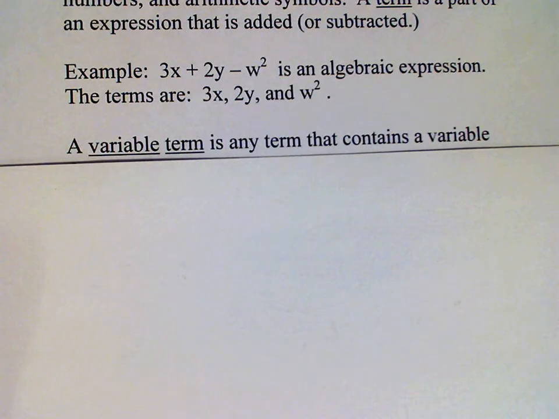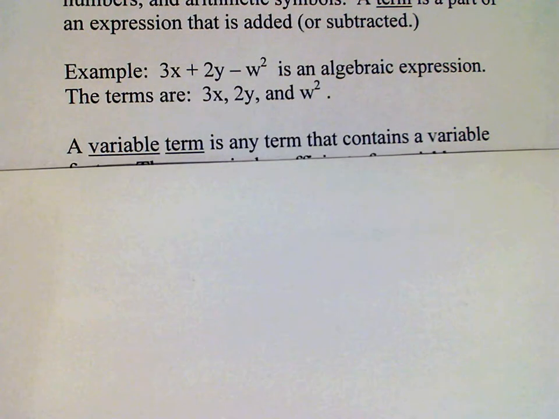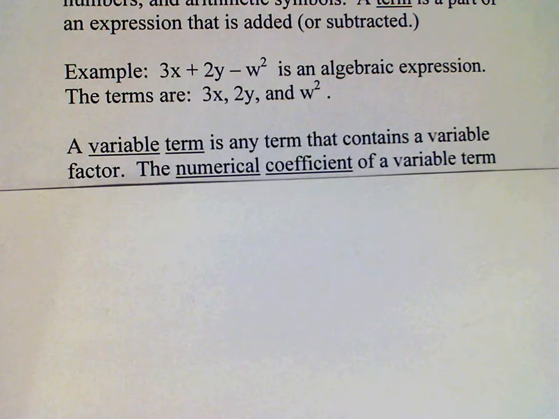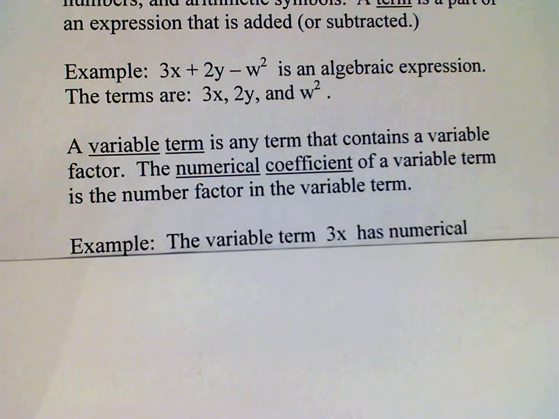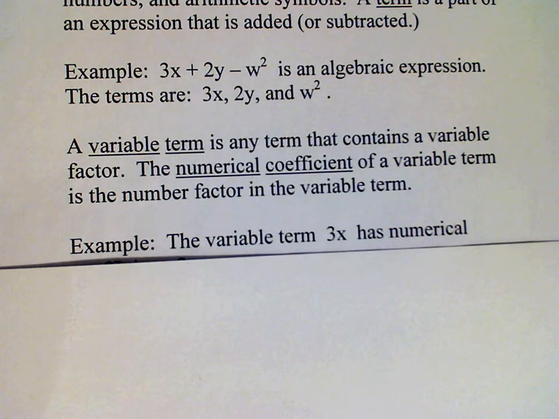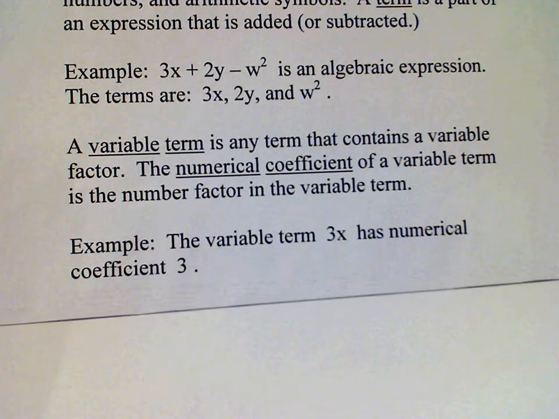And we can distinguish between terms according to whether the term contains a variable or not. The variable term, of course, contains a variable. And in a variable term, the number part is known as the coefficient. So, for example, the variable term 3x has numerical coefficient 3.